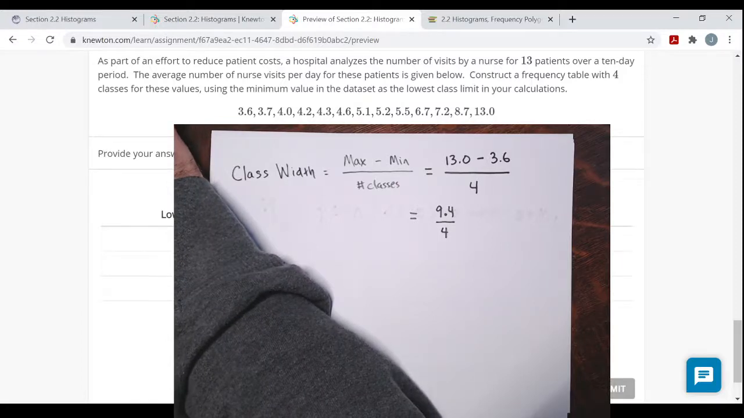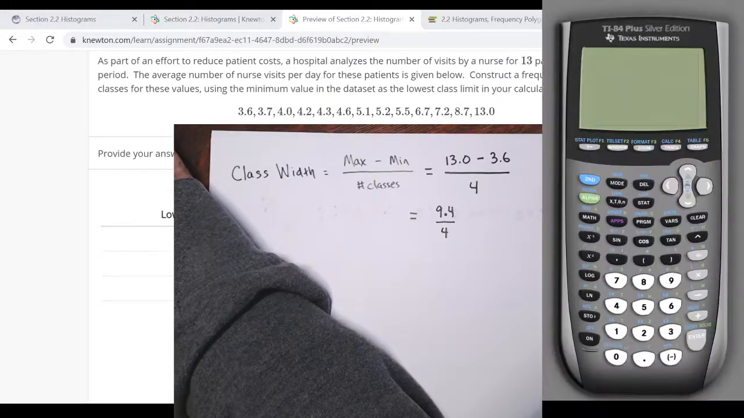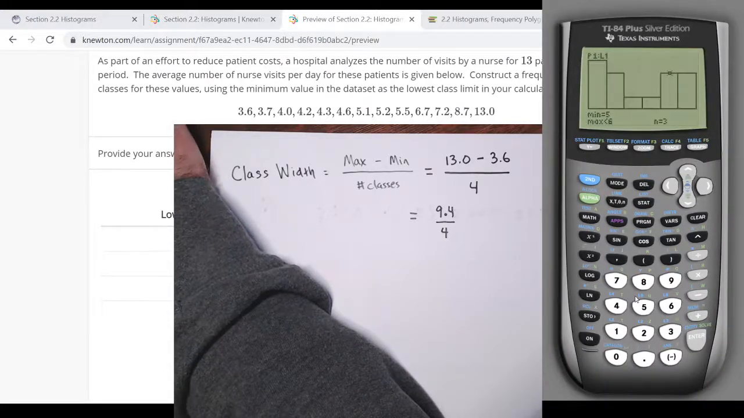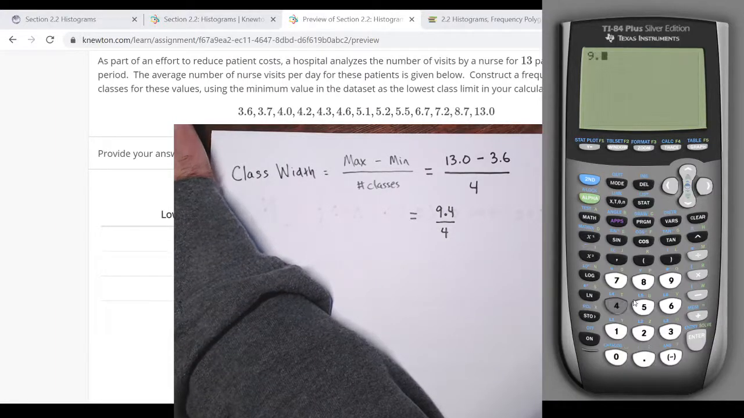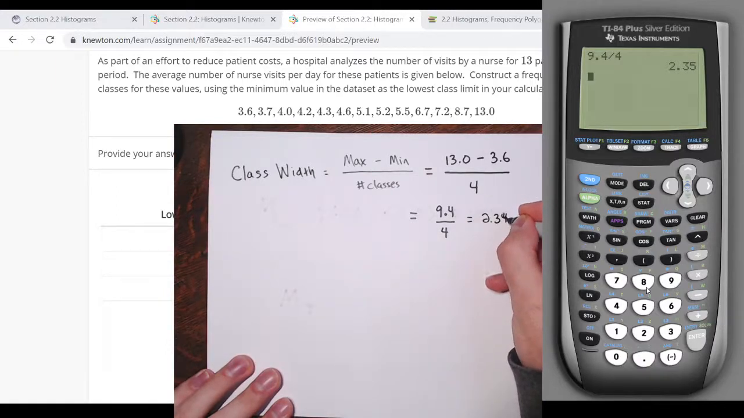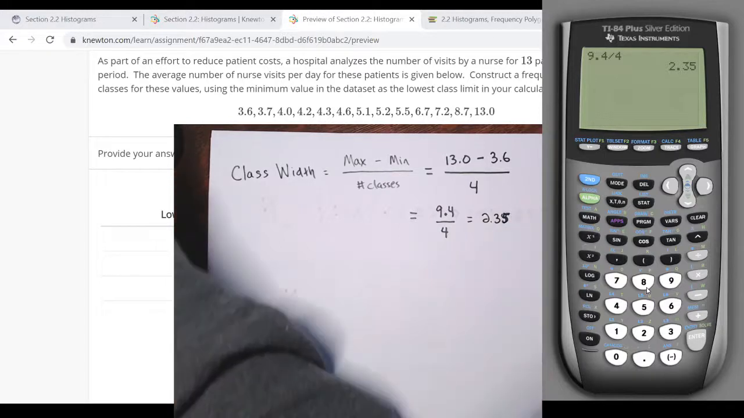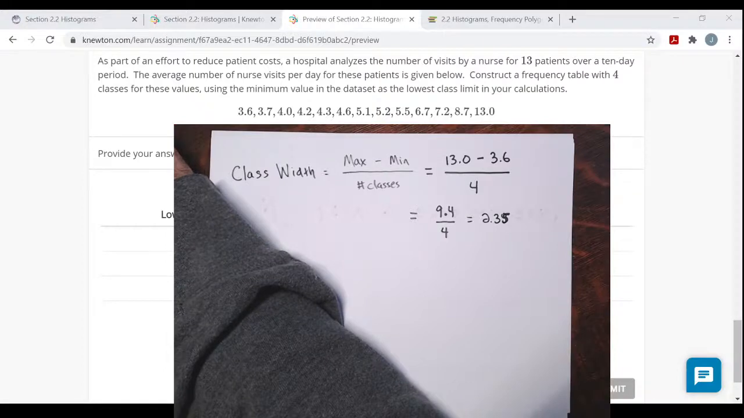And if you want to pull a calculator up, you can. I'm not saying this is a silly one. 9.4 divided by 4 isn't insane, but if it gives me some crazy decimal, all right, so let's go: 9.4 divided by 4 should be something .5, 2.35. All right, so this is equal to 2.35.